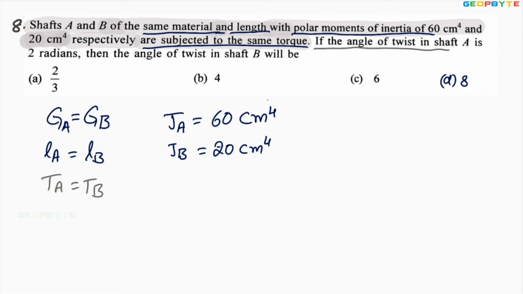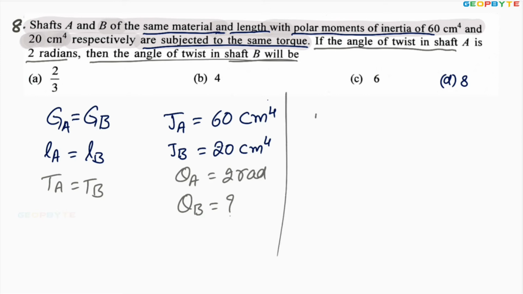If the angle of twist for shaft A is 2 radians, then what is the angle of twist for shaft B? Angle of twist for shaft B is how much? That is the problem. Again, let us take the torsion equation.